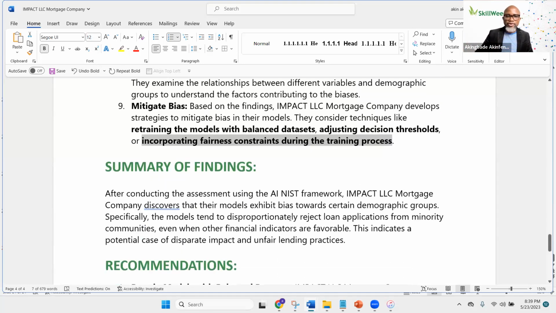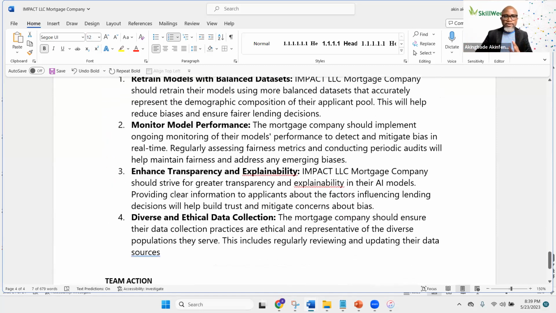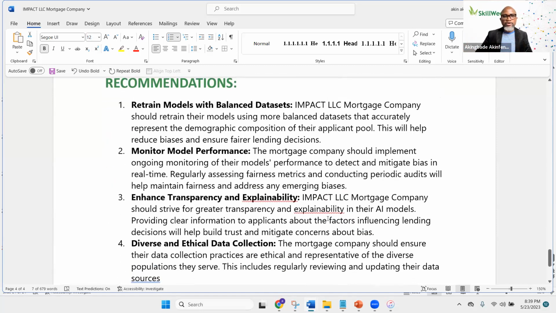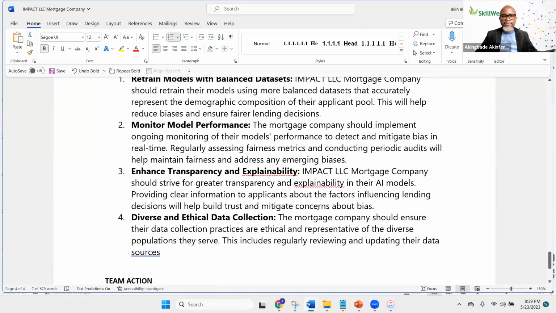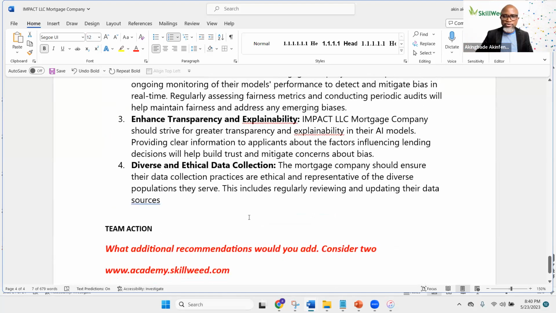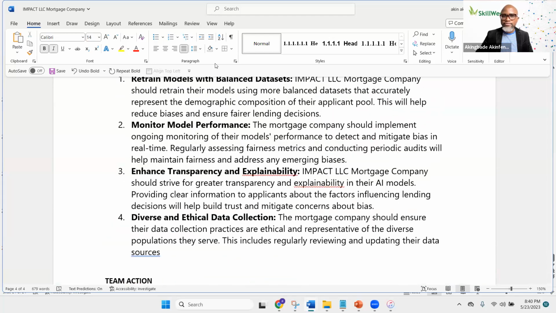So here's the summary of the finding. All right. I want us to look at the summary real quick. Of course, we're going to say recommendation. What are we recommending? Retrain models with balanced data, monitor model performance, enhance transparency, diverse and ethical data collection. I want us to work as a group and consider adding 2 more recommendations. Okay? I want us to add 2 more recommendations.